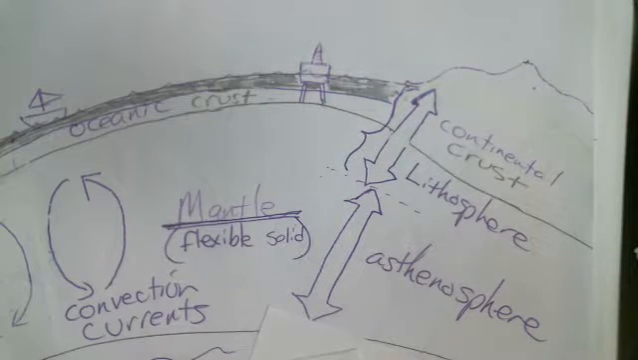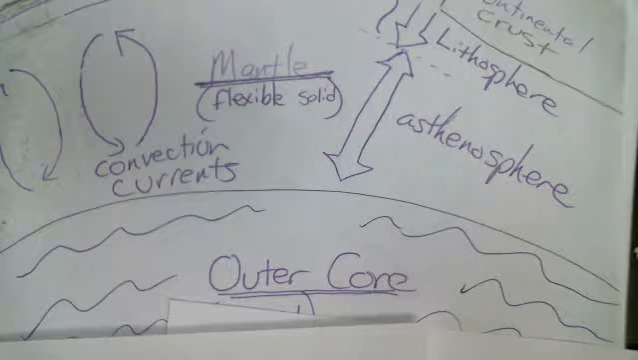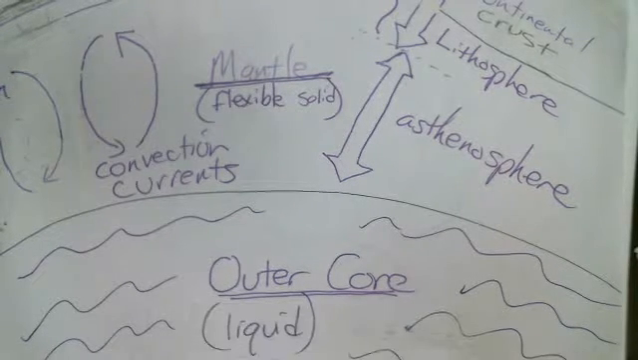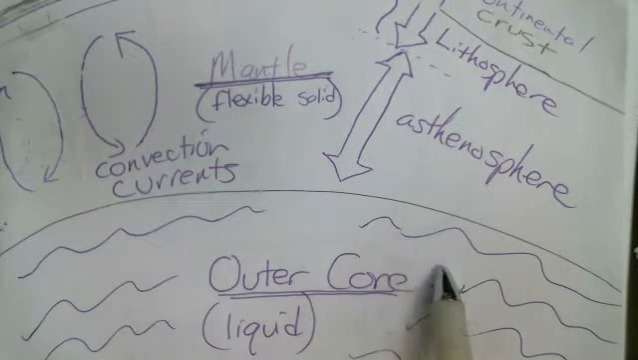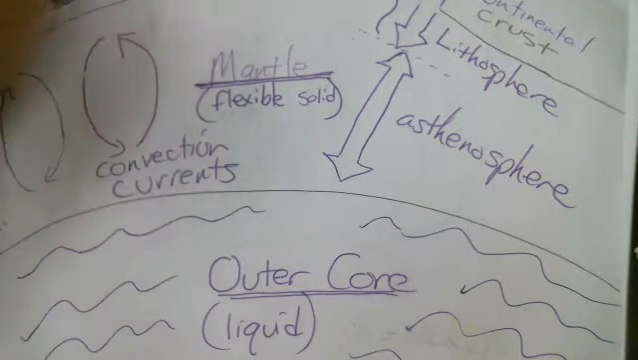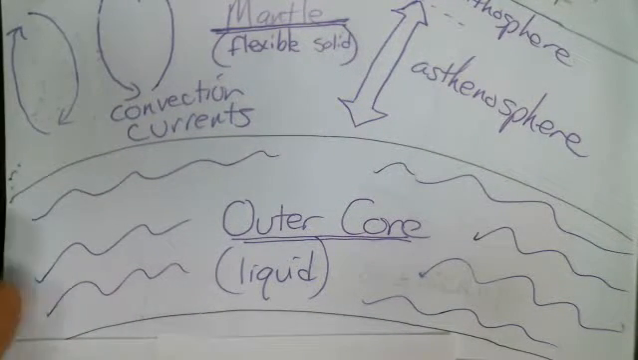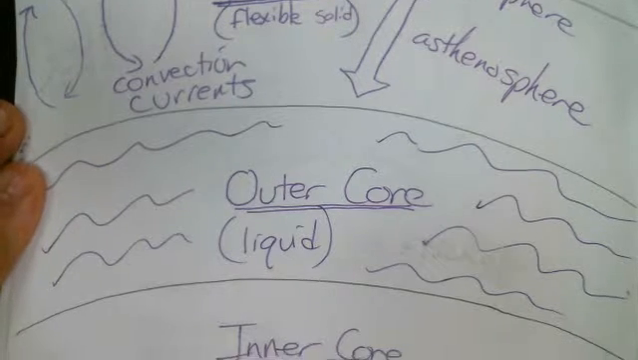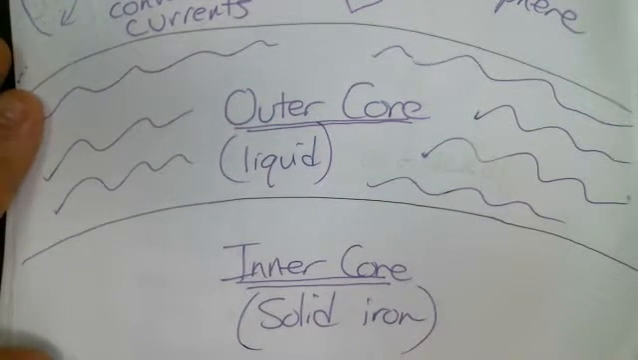Below the mantle, we have the outer core. And the outer core is liquid. So let's draw some squiggly lines in here to represent liquidness in the outer core. And then finally, we have the inner core. And the inner core we think is solid iron.